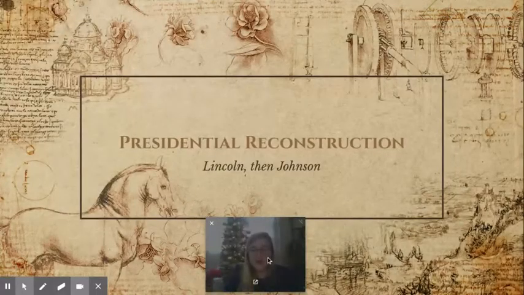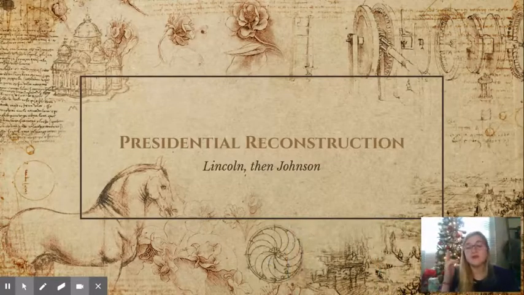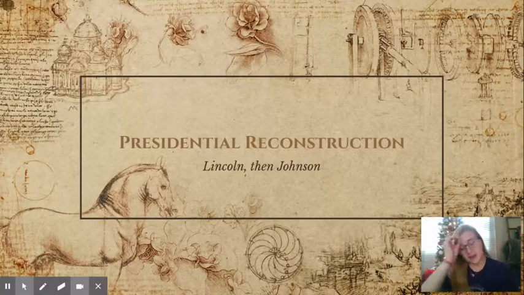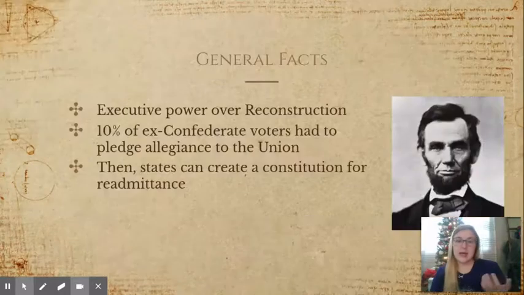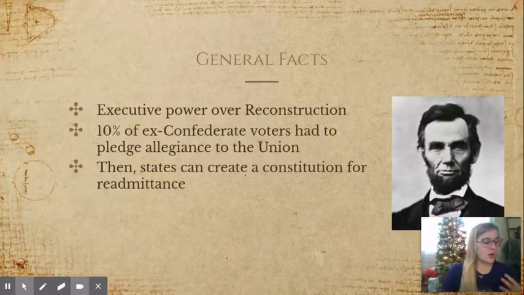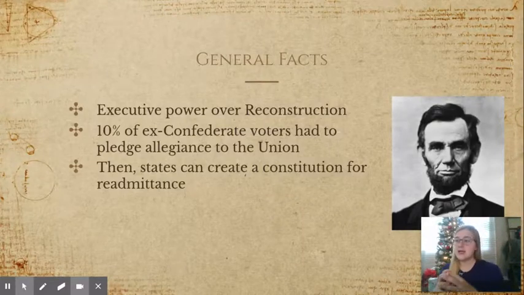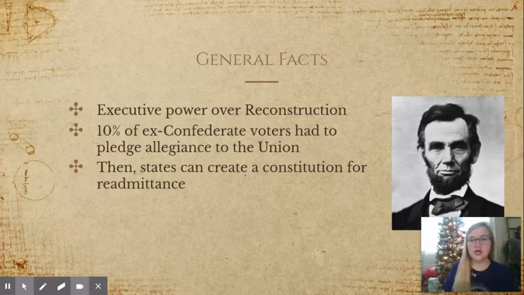All right, so looking at presidential Reconstruction, we have two phases of it. Lincoln, who sets the idea that the president can make a plan and put it into action for Reconstruction, and then Johnson once Lincoln dies. So Lincoln's idea of Reconstruction was that it is the president's power. He's extending his executive power past the war. We talked about the executive power of Lincoln during the war.